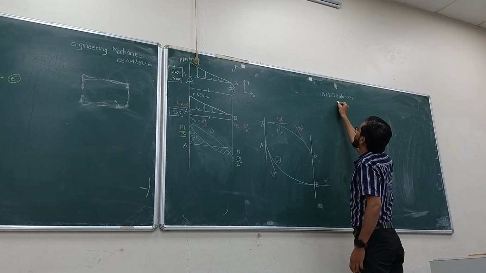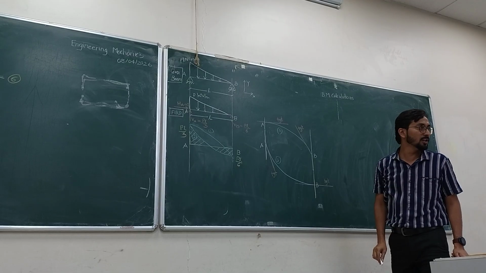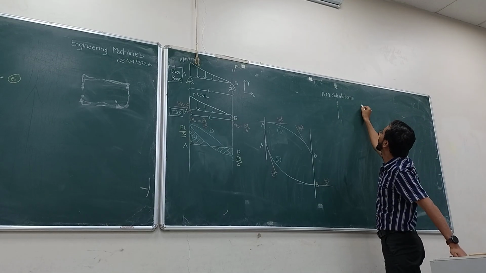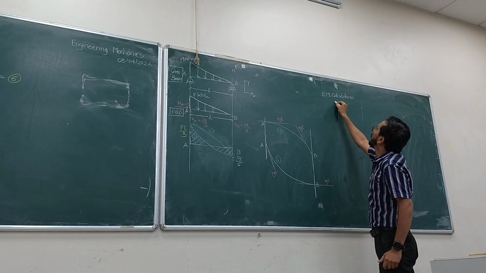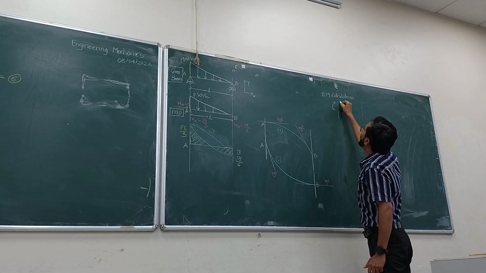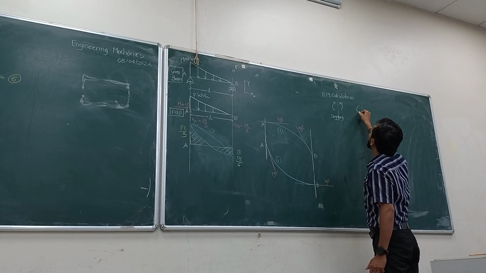So bending moment calculations, when we write, what is the first thing that we are going to write? Sign convention. Sign convention काय आहे सांगा? Sagging positive, hogging negative. How do we show the sagging? Upwards. This is sagging. And hogging is?